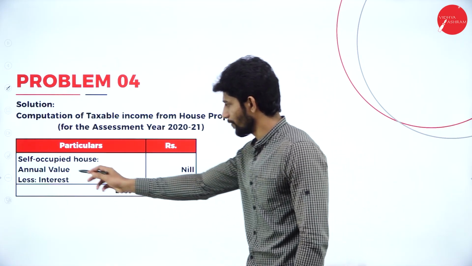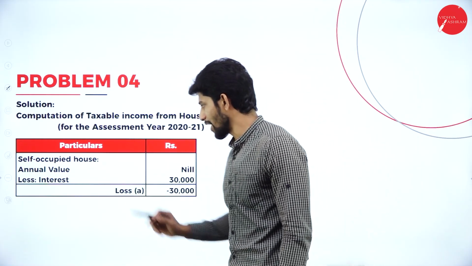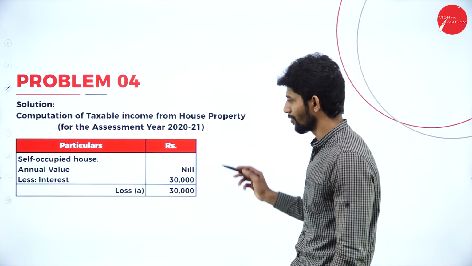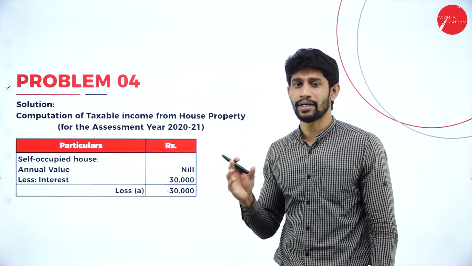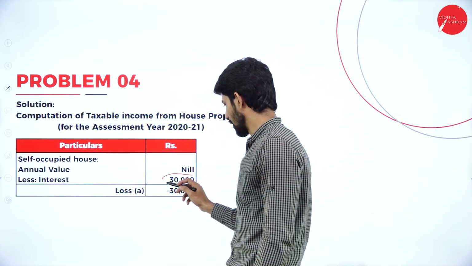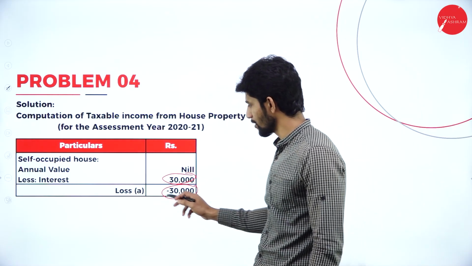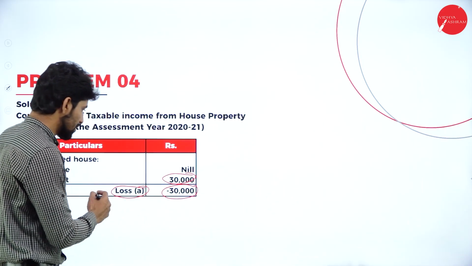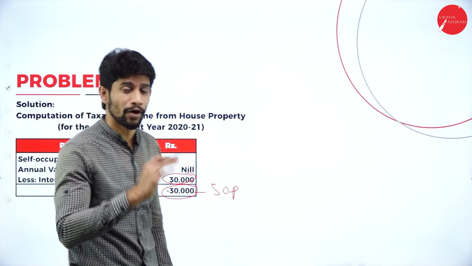So directly we will take annual value for self-occupied house, house 1. Annual value will be nil because we are not receiving any rent. Less interest. Yes, interest is going to be an expenditure for him. So less interest of rupees 30,000, and you will get minus 30,000 here. So this minus 30,000 is loss from house 1, or loss from self-occupied property.